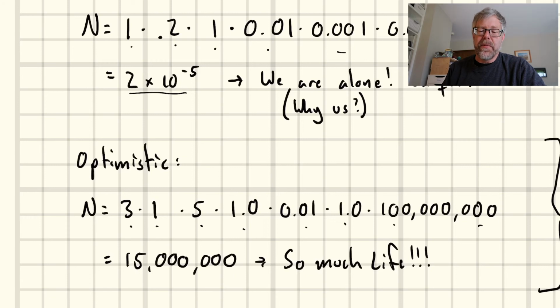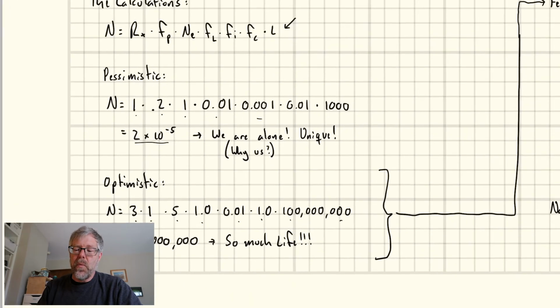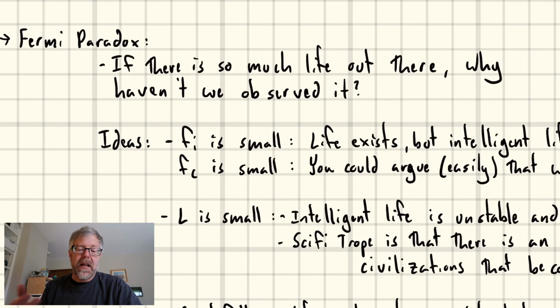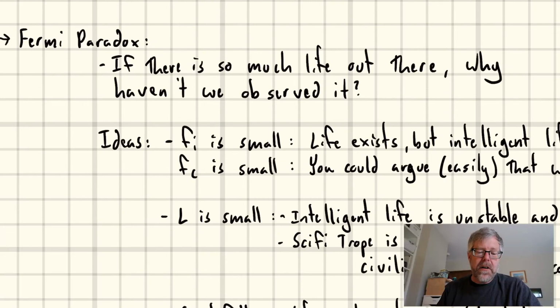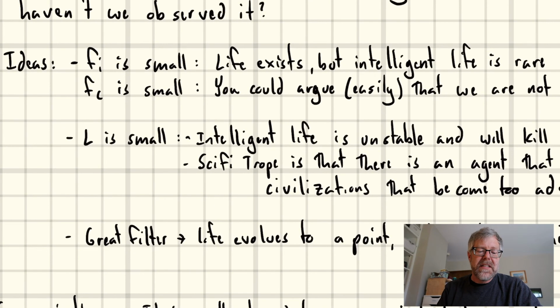Life is everywhere. That brings up the idea of what's called the Fermi Paradox, because if there is life everywhere, then why haven't we observed it? Fermi brought this up, and this has been discussed lots and lots. There are all sorts of ideas about, if there's life out there, why haven't we observed it? So these are some of the ideas.